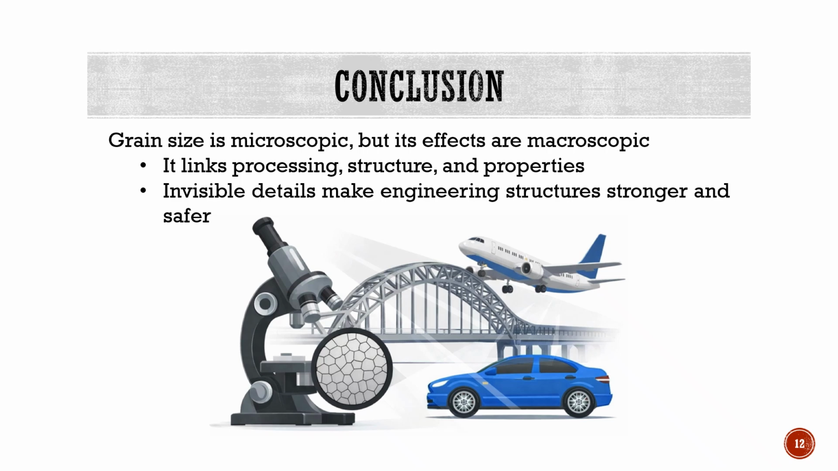Grain size is microscopic, but its effects are macroscopic. It links processing, structure, and properties. As we have seen in this video, invisible details at the microscopic scale determine how materials behave in real engineering systems. What we control at the microscopic level ultimately makes structures stronger, tougher, and safer. So, the next time you see a metal structure, remember this: its performance is not only determined by what you can see on the outside, but by the invisible details hidden inside the material.